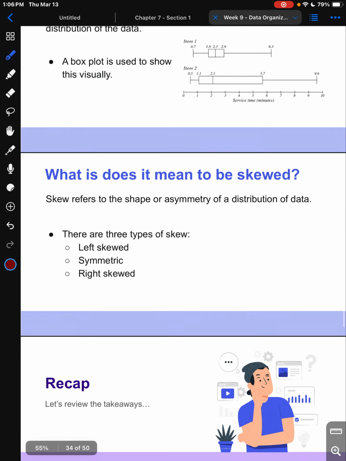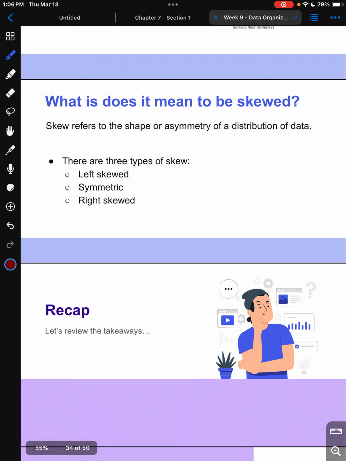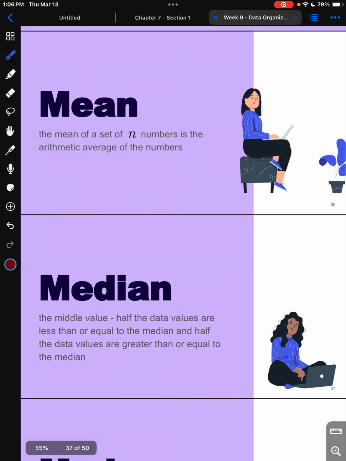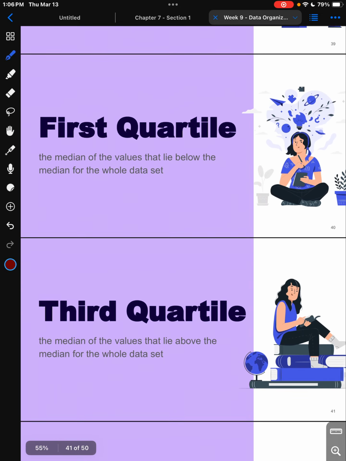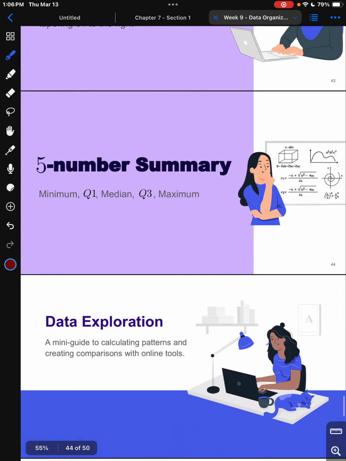So data can be skewed left or right. If we look at a graph, typically symmetry looks like this. Skewed left looks like this, and skewed right looks like that. So we talk about the mean and the median, you know about that. We know about the mode. We talk about symmetry. We talk about the first quartile, the third quartile, left skewed, right skewed. Talked about all that. 5-number summary.